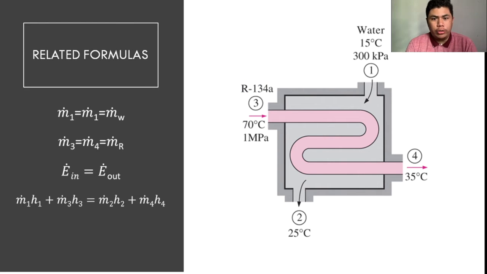Next, we will go to the related formulas for heat exchanger. For mass balance, we can say that m dot 1 equals m dot 2 equals m dot water. Then m dot 3 equals m dot 4 equals m dot refrigerant. For energy balance, the formula used is E dot in equals E dot out. Then we can substitute in to get m dot 1 h1 plus m dot 3 h3 equals m dot 2 h2 plus m dot 4 h4.